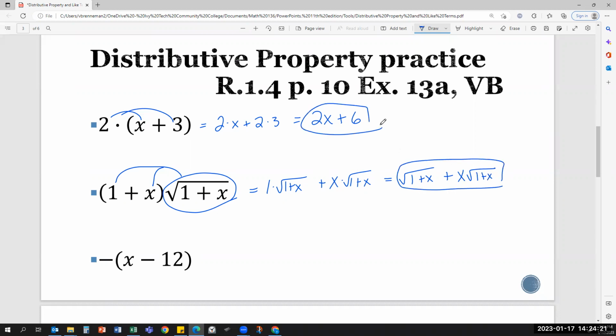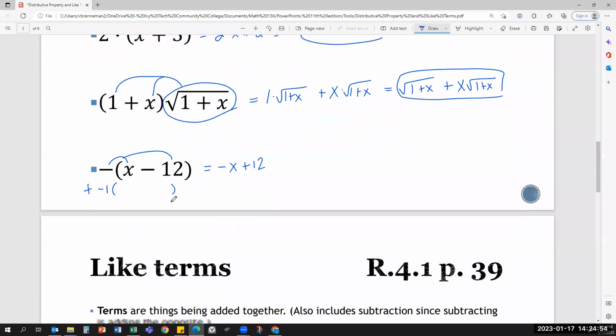And then we have negative (x minus 12). You can think of this negative as a -1 being multiplied by the x minus 12. So that gets distributed and it's negative x plus 12. Really, if you think of that, it would be plus -1 if there was anything in front of it. So it is still like a subtraction if it's in with multiple terms.